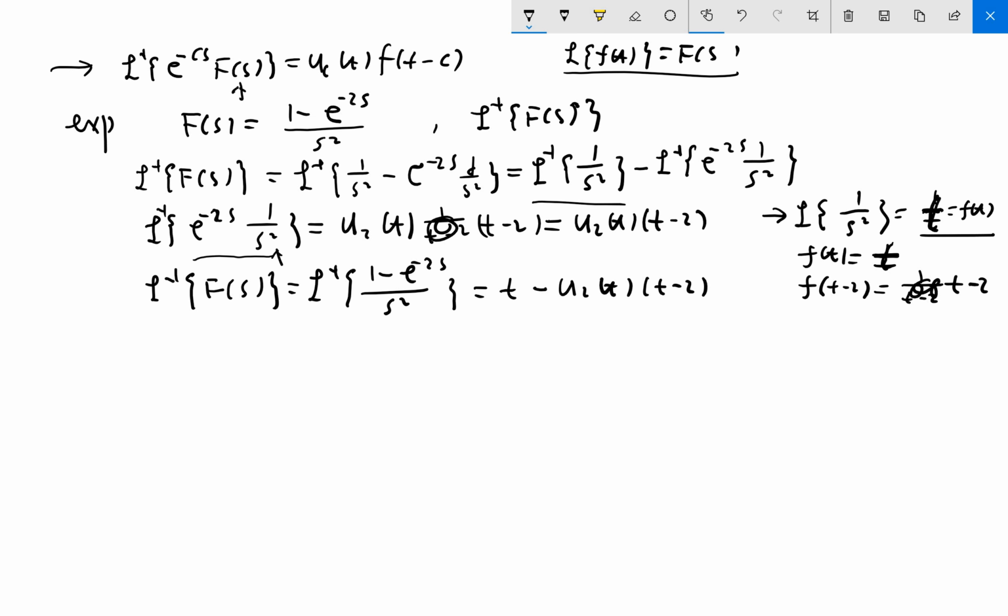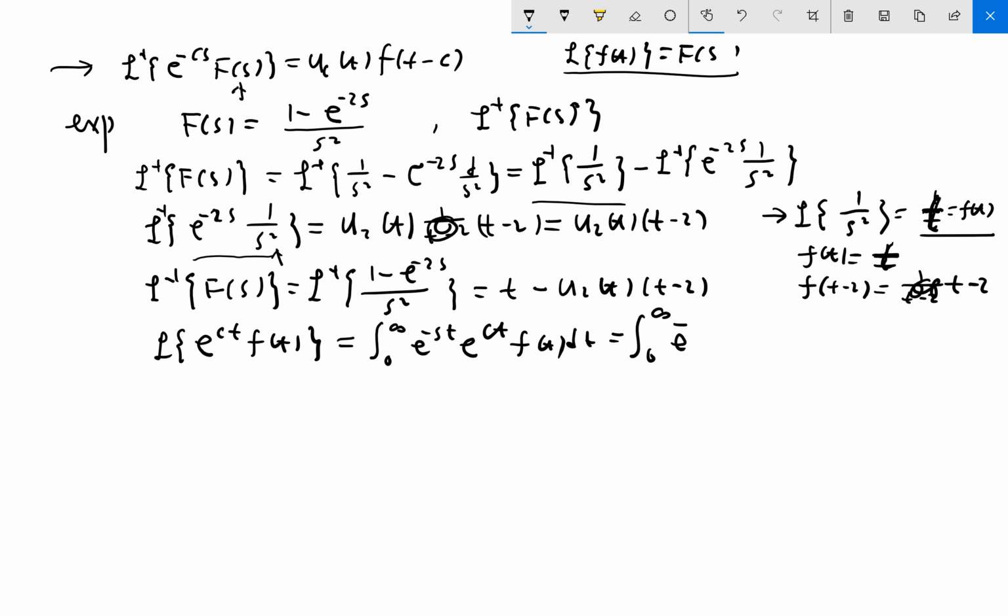Okay, we have one more formula we need to learn. This formula is like this. The Laplace transform of e to the ct ft. We want to find this: integral from 0 to infinity of e to the negative st times e to the ct ft dt. And this one is the integral from 0 to infinity of e to the negative (s minus c)t ft.